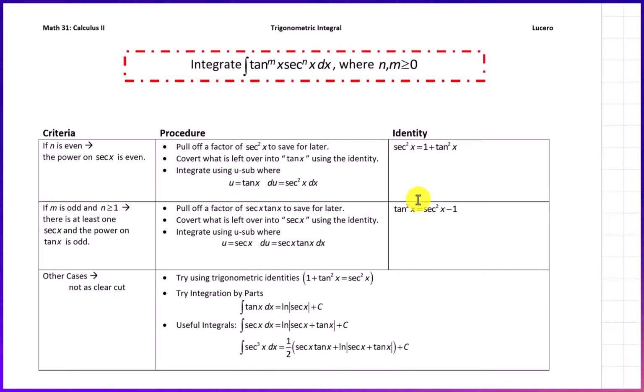Now, that, of course, is not going to cover all of the cases on the powers, right? Those are just two specific powers. If n is even, if m is odd, and we have at least one n, n is at least 1. The other cases are not quite as clear cut. And so, again, just manipulation and playing around with the facts that connect secants and tangents is what we will do in those cases.